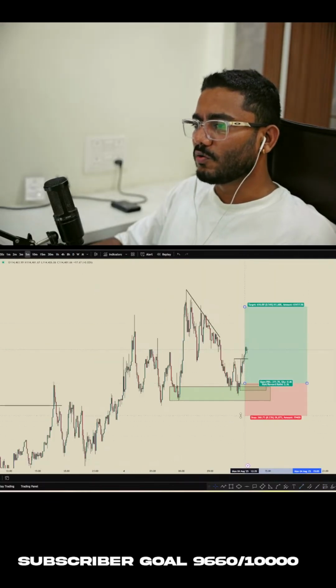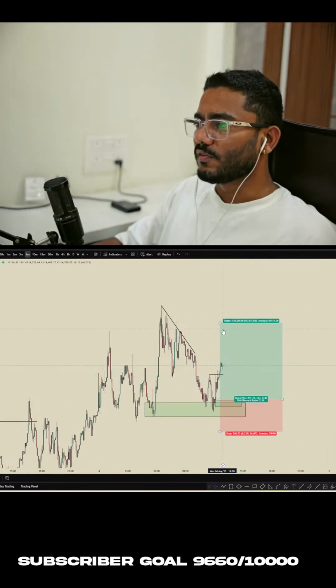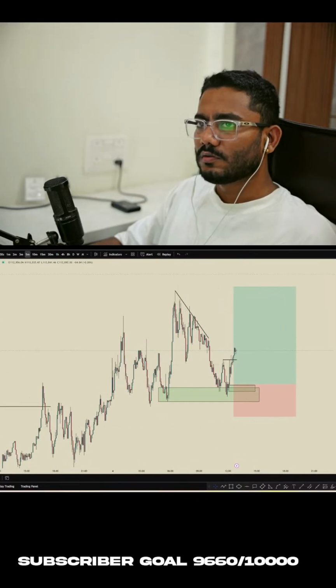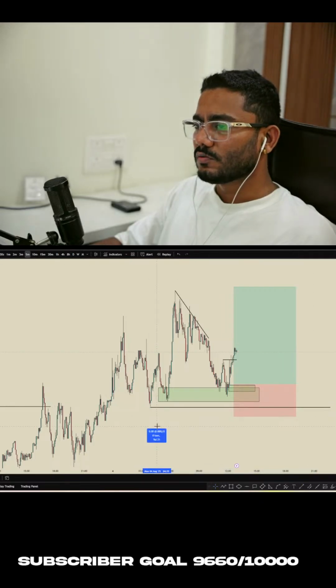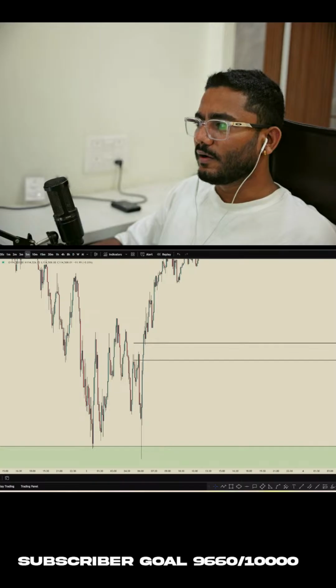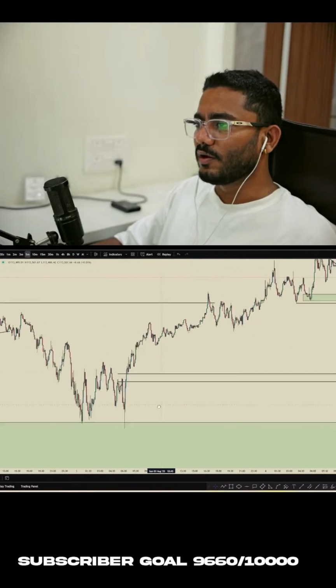Entry, stop loss below this low. This is the change of character. Next, I'll target 1:3. And everything here is unmitigated. If price comes to this area, then we'll look for another buy side entry.